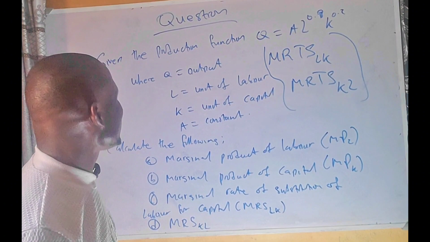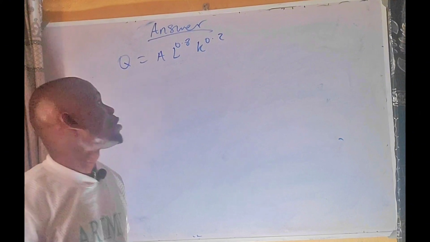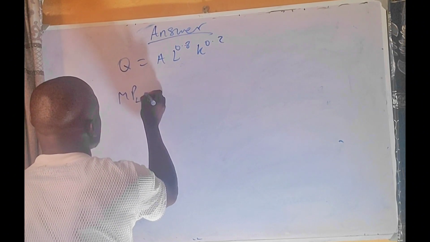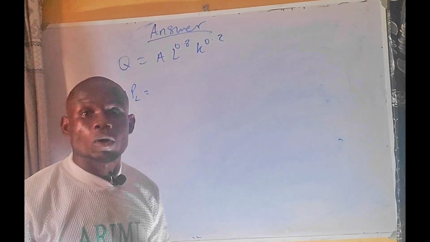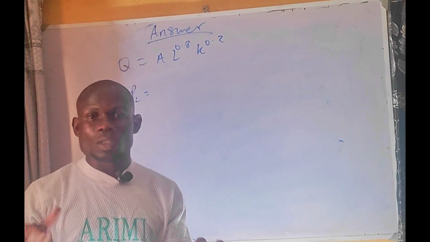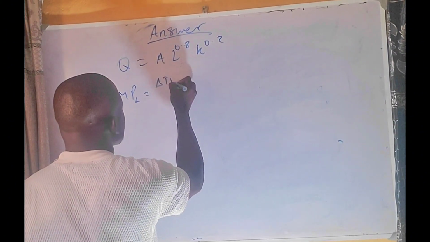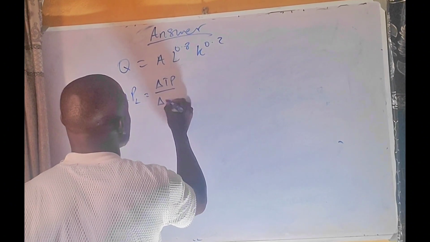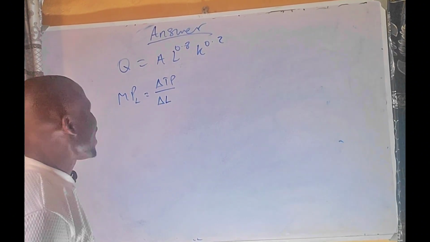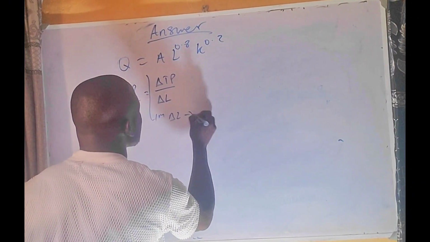All right, let's get into solving this. Let's see what we have and let's see what we get. This is the production function we are given, and you are asked to find, number one, the marginal product of labor. The marginal product of labor is the change in total product over the change in the factors of production, that is, the change in total product over the change in labor input, as the change in labor tends to 0.